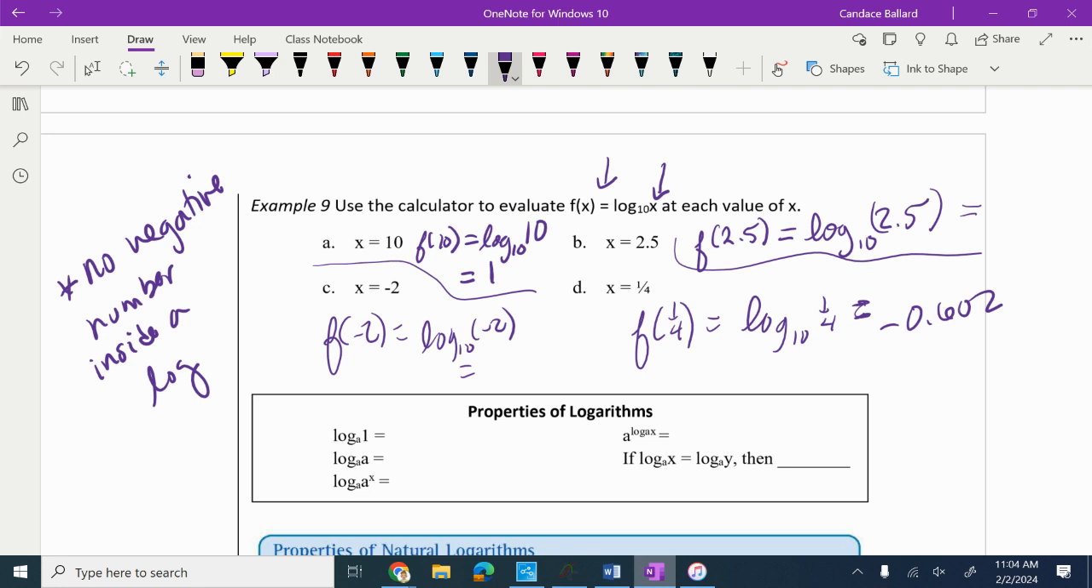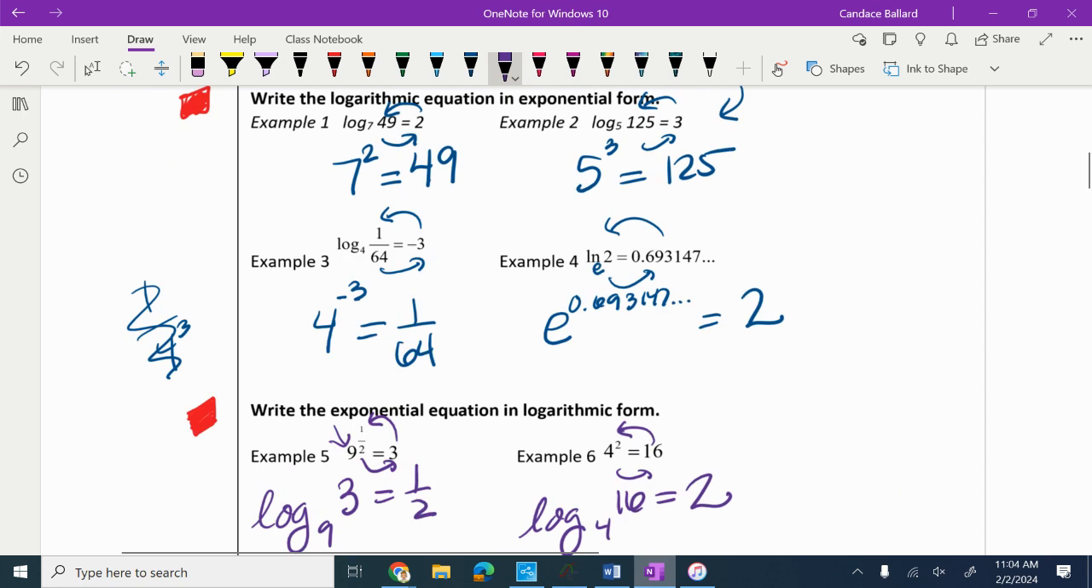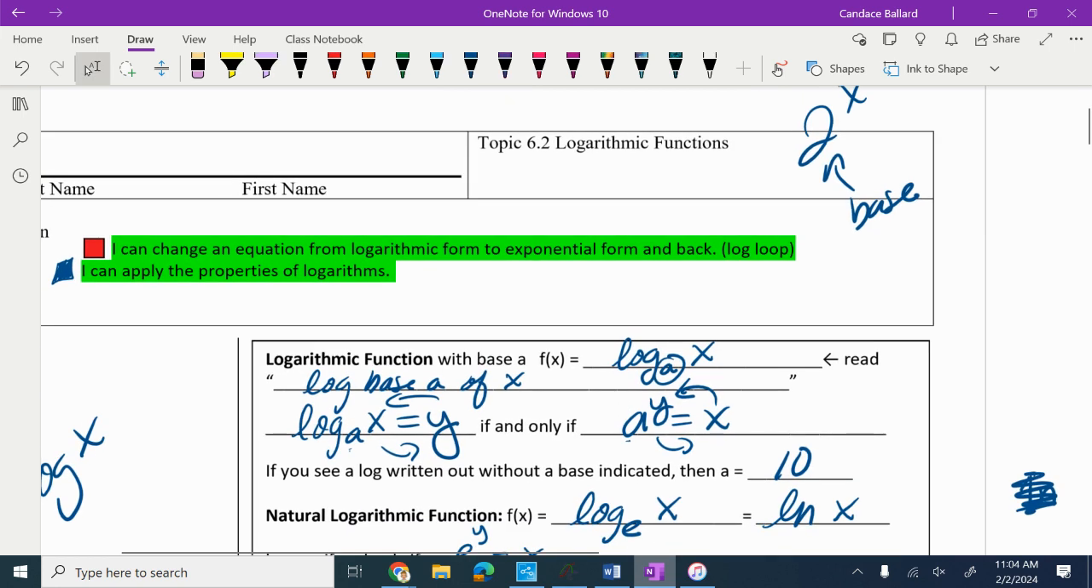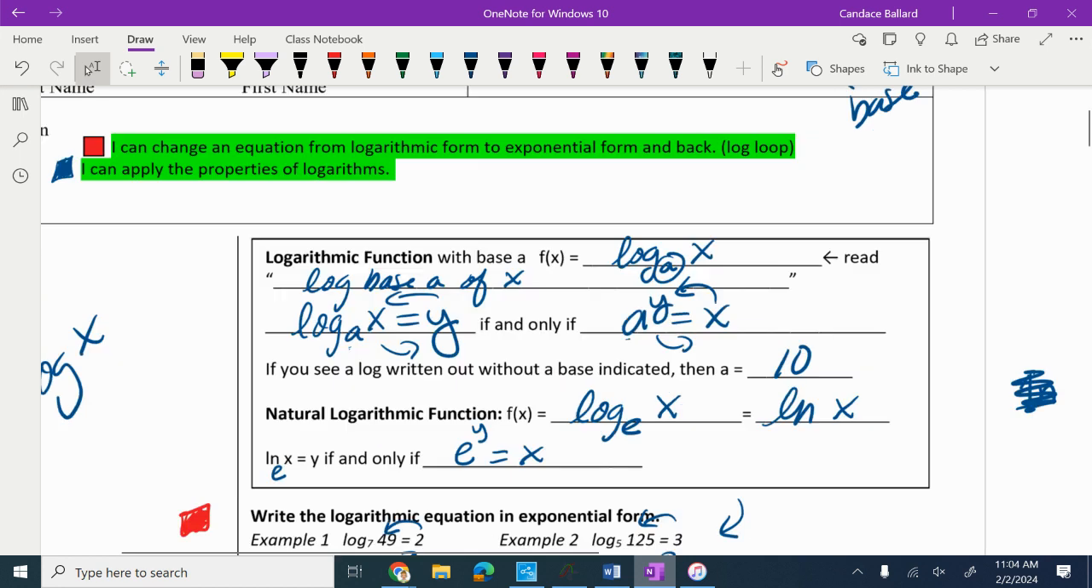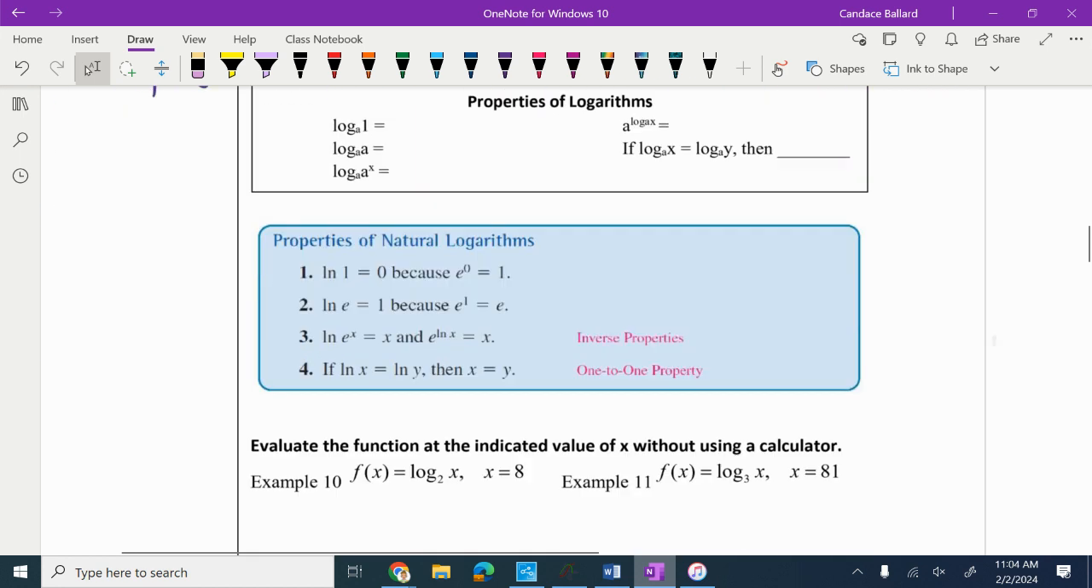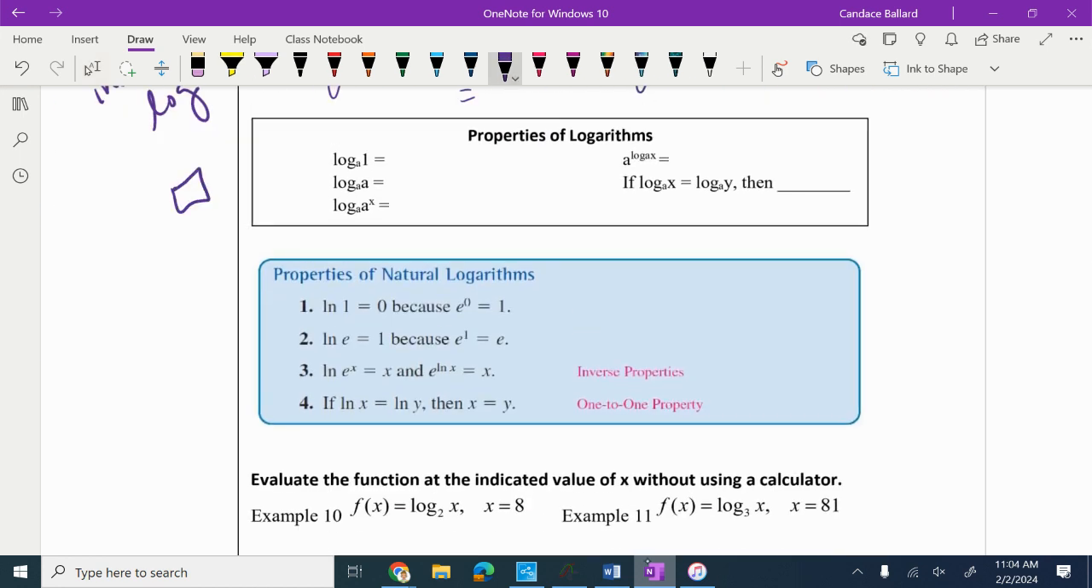Any questions on calculator? All right, so our first I can statement was we can apply the exponential and logarithmic form and go backwards and forwards and do what Mrs. Ballard calls the log loop. Okay. Our second I can statement is we're going to apply the properties of the logarithms. So that's from here on, the blue square problems.